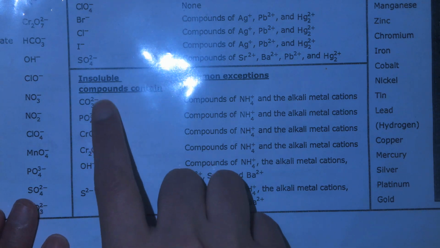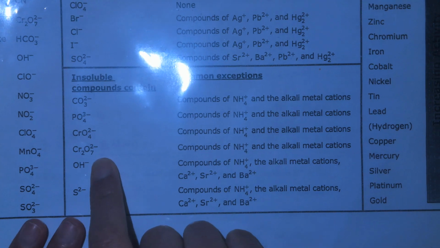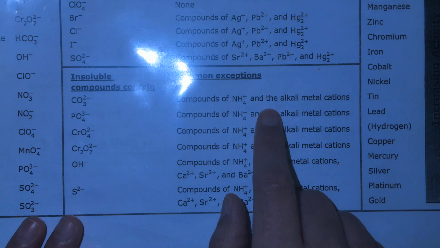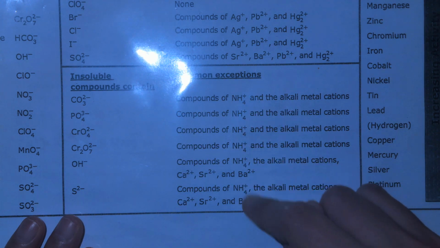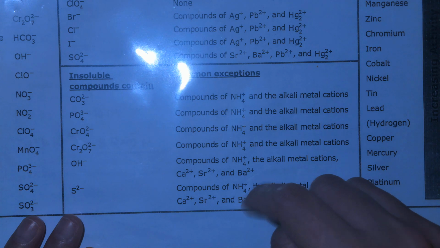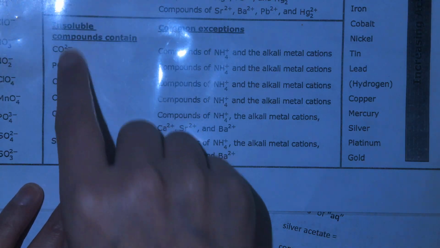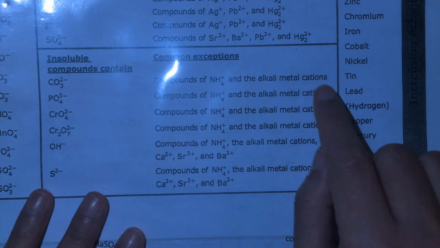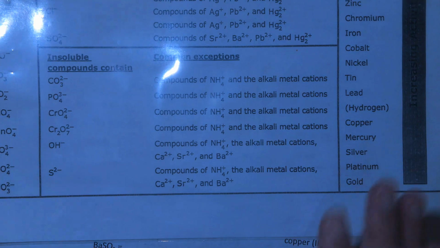These are the compounds that are usually insoluble, that usually just sit there and do not dissolve. However, there are some exceptions. If it has exceptions, that means it does dissolve. So, like compounds of ammonium, it makes sense because ammonium is soluble and it dissolves regardless, even if it has these. Okay, and then the alkali metal cations, that is group 1 of your periodic table.